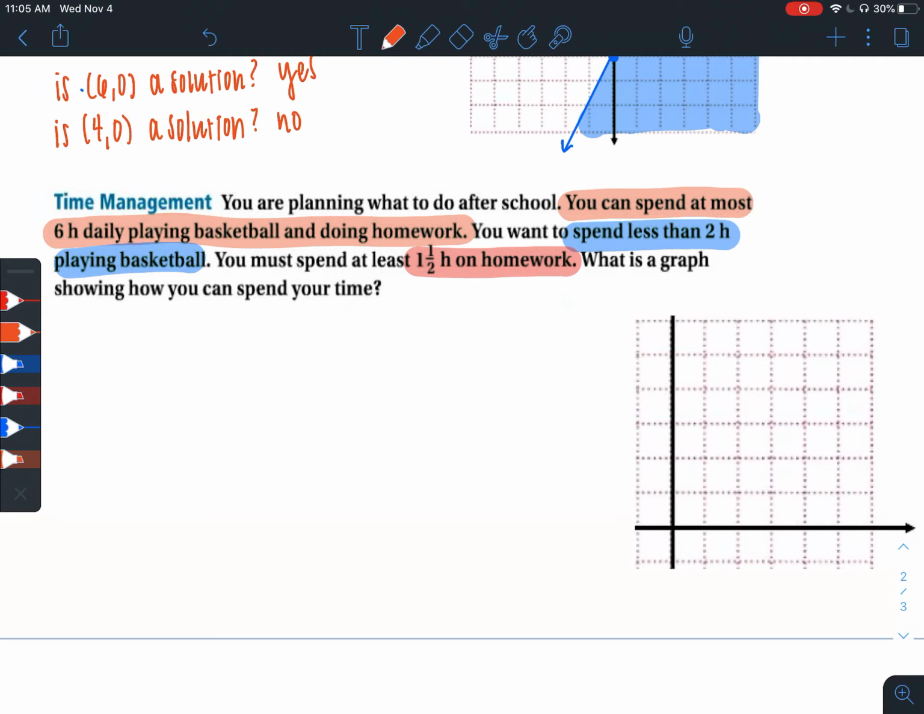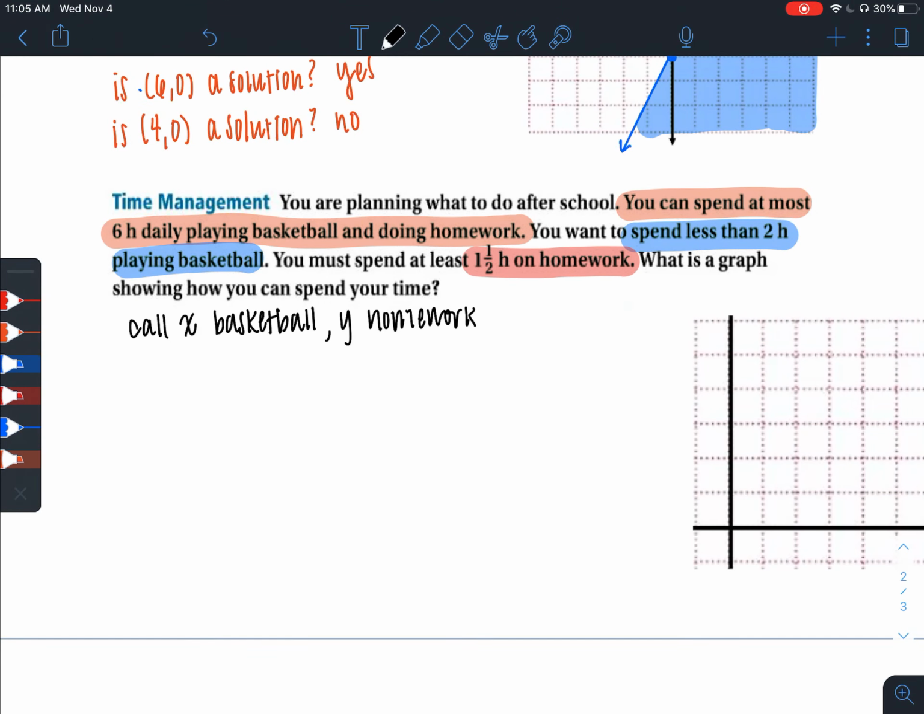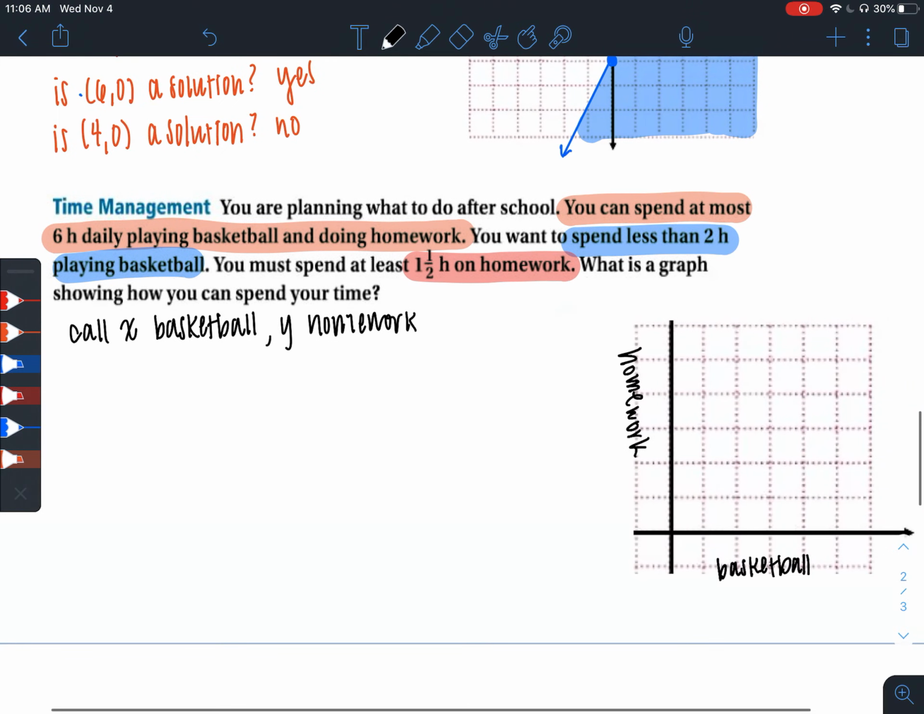So let's first start with our orange. I'm actually going to label what these points are. So let's call X basketball and Y homework. So let's label, this is homework. And this is basketball. Okay, so starting with our orange, you can spend at most 6 hours daily playing basketball and homework. So I'm going to have X plus Y, and 6. At most. Does that mean I can play 6 hours? Yep, it does. Can I have any more than 6 hours? No. So 6 is as big as it gets, so our inequality is going to be less than or equal to.